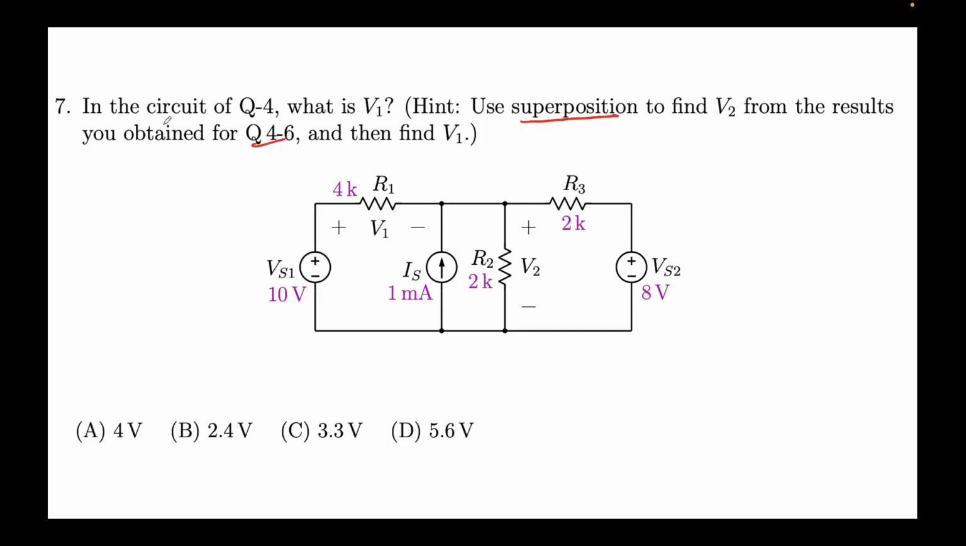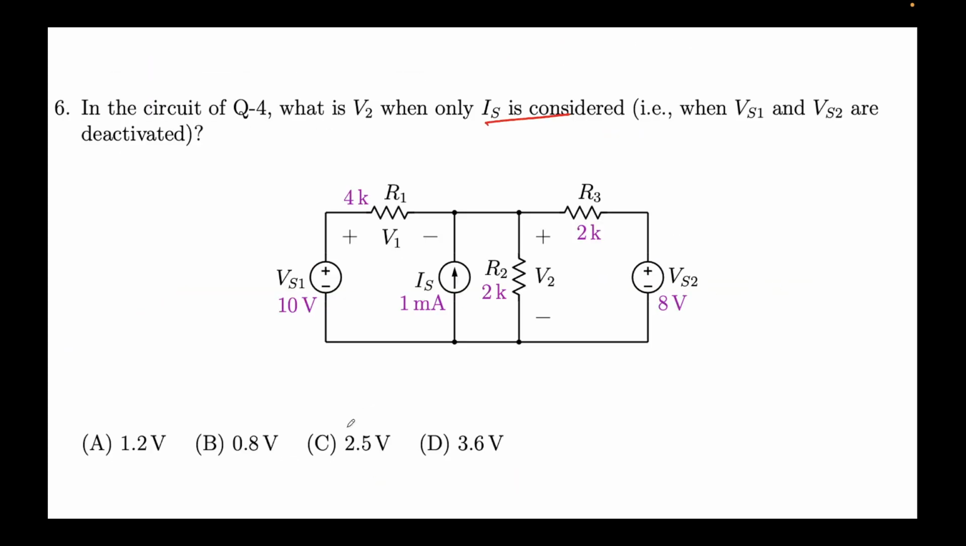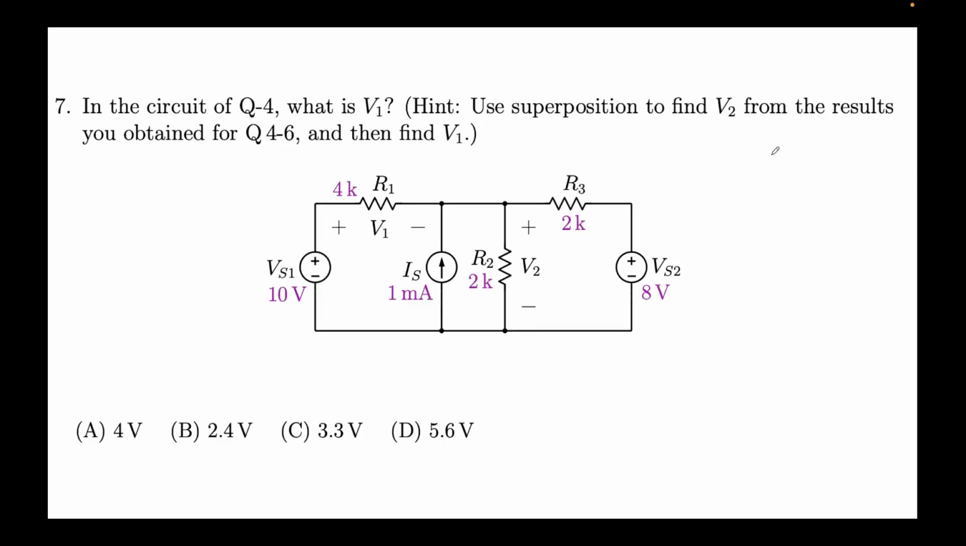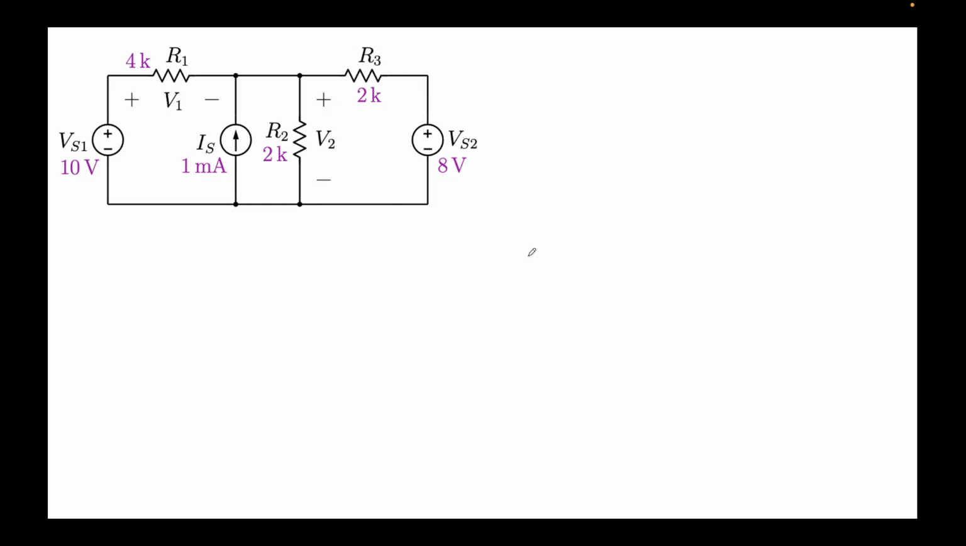Now it's asked in the circuit of question 4, what is V1? Here this question says all three sources are activated. But we have calculated V2, if you remember. V2 was 2 volts, 3.2 volts and 0.8 volts. So the overall total V2 due to the combination of each of them would be 3.2 plus 0.8 is 4, 4 plus 2 is 6 volts. So V2 we got is 6 volts, and we are required to find the value of V1.